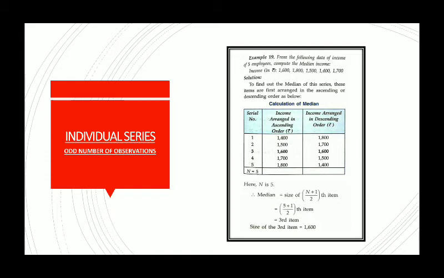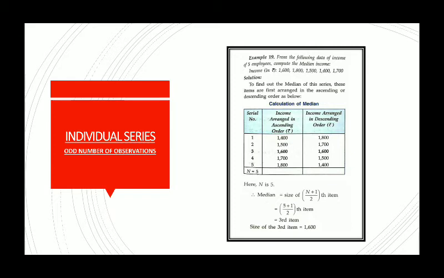5 is an odd number. So first of all, always remember, children, the very first step in calculating median is arranging the observations either in ascending order or in descending order. In this sum, ascending and descending both are shown, but when you do the sum, you can do it with either one. So let's see.